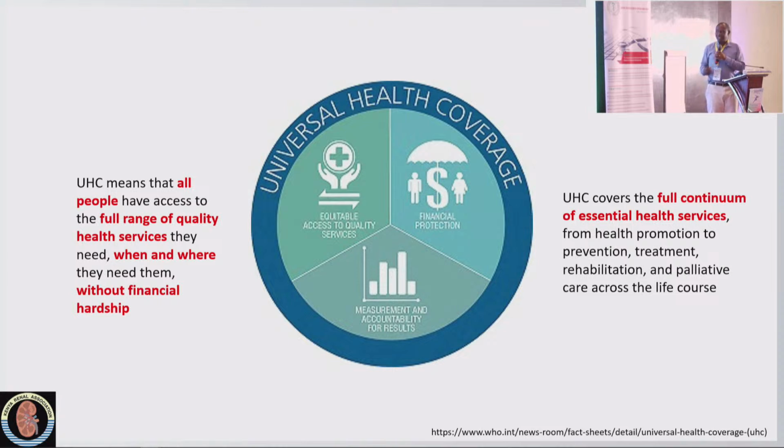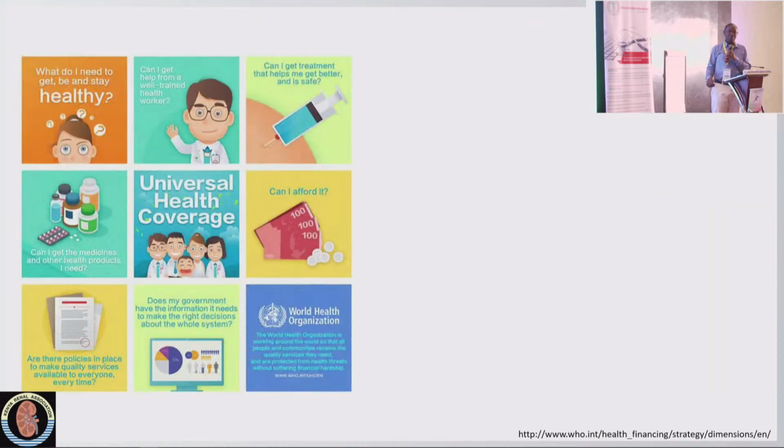So UHC basically means that all people have access to the full range of quality health services when and where they need them, without the financial hardship that you have talked about. And we have said it has to be a full continuum of care. And I like this continuum because it explains that you're not just focusing on the health only. Can I get treatment that helps me get better and safe? That's what we're always concerned about.